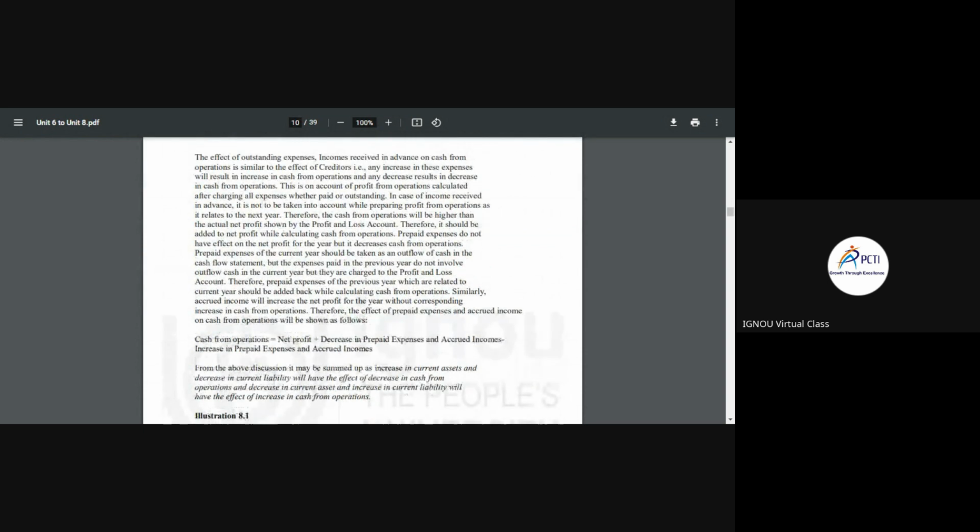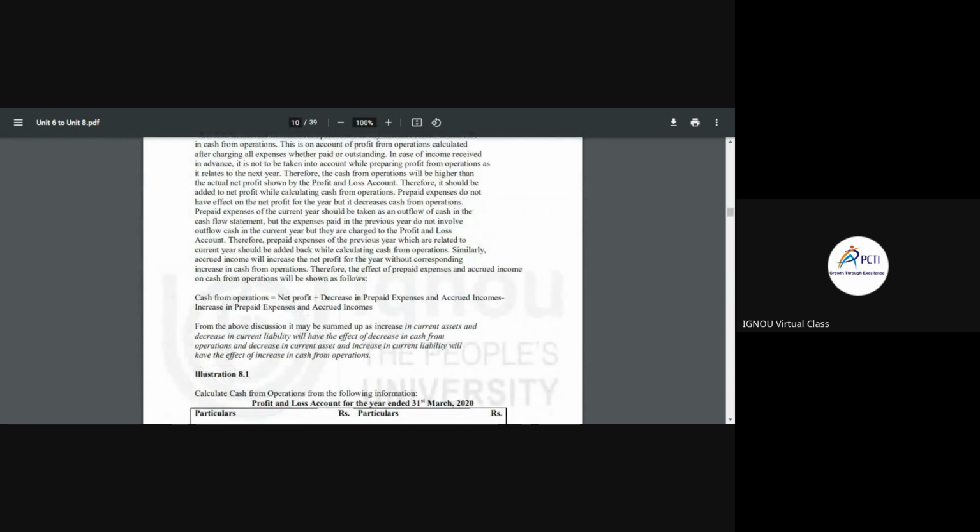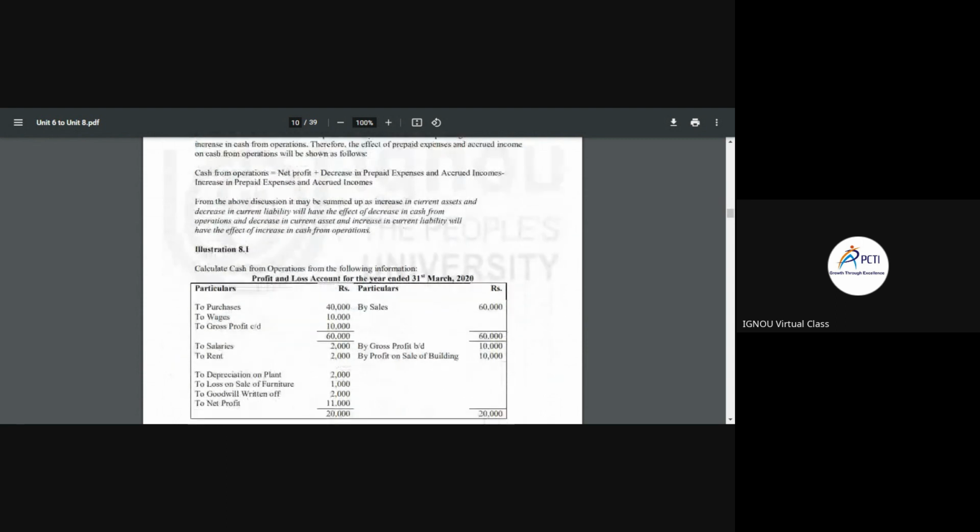If we are talking about the expenses, in that particular case, cash from operations is equal to net profit plus decrease in prepaid expenses and accrued incomes, then we deduct the increase in prepaid expenses and accrued incomes. This can be summed up as: an increase in current assets and a decrease in current liabilities will have the effect of decreasing cash from operations, and a decrease in current assets and an increase in current liabilities will have the effect of increasing cash from operations.